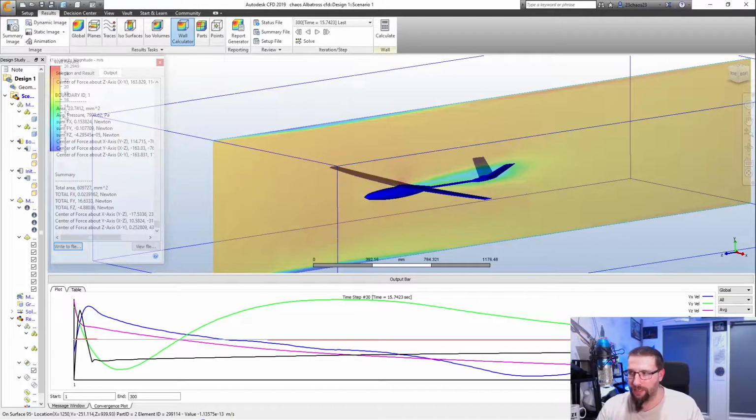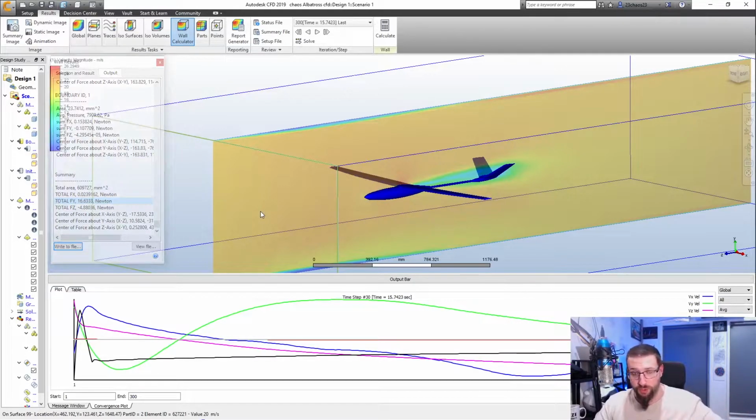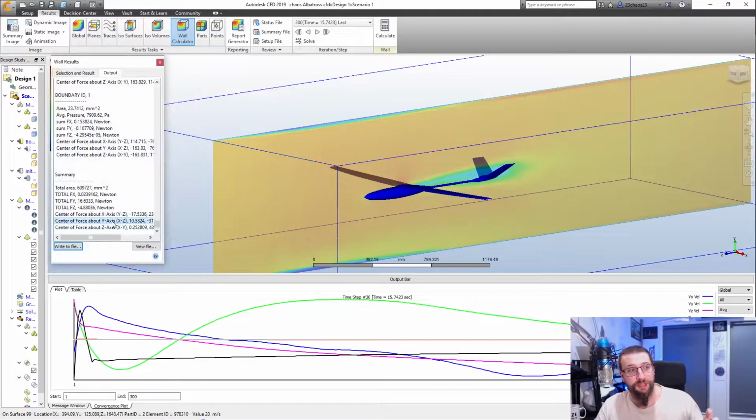Normally I try and run it at least to 500 to stabilize it, so you can see how the graph is sort of all over the place. It starts to stabilize after 300. So when I look at this here, it is producing 16 newtons of force, accumulated force for all the surfaces over the whole aircraft. It's creating 16 newtons of force, and I can see exactly where that force is, and we're going about the y-axis, which is the up-axis. So I know exactly where that is. It's a little bit off-center.